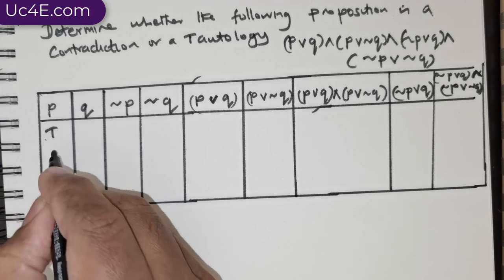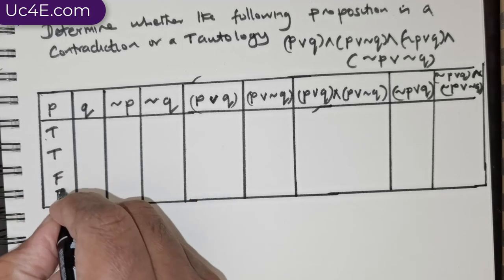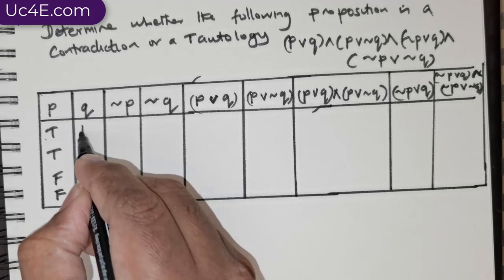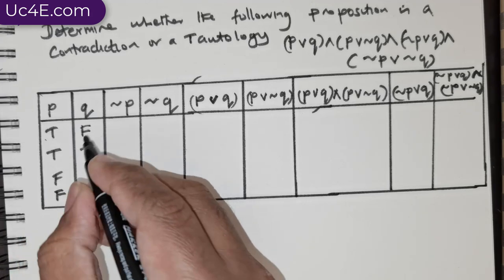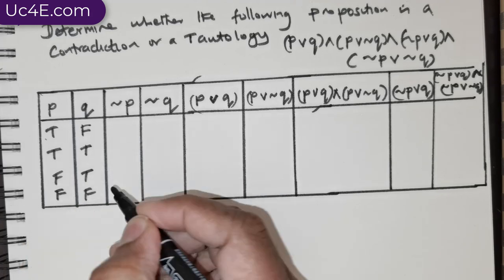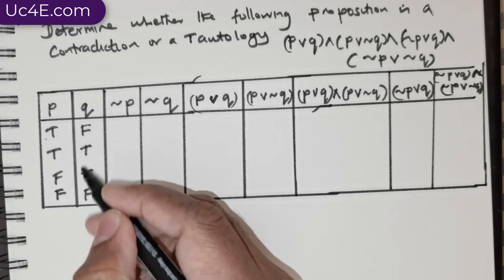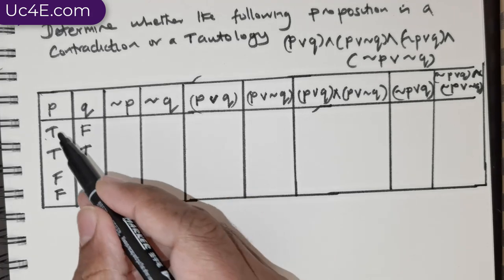So this is T, T, F, and F. This is going to be F, T, T, and F. So this is how I'm taking the truth values for P and Q.